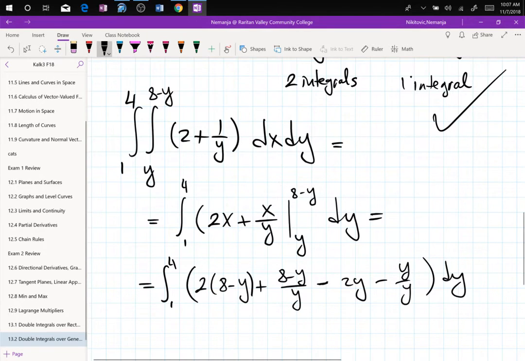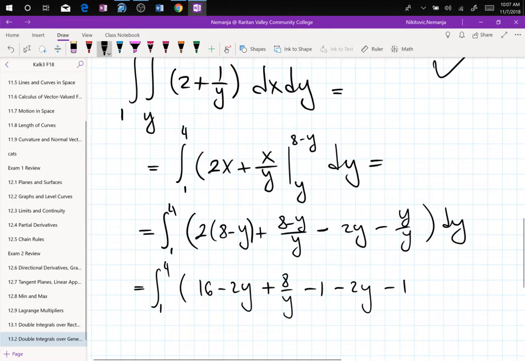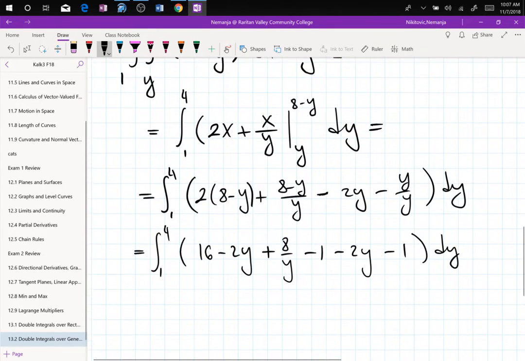So that's that part. Let's do the ton of algebra first. We have 16 minus 2y plus 8 over y minus 1, when I separate into 2 fractions, minus 2y minus 1 dy. Right, simplify one more time, 1 to 4. I have 16 minus 1, that's going to be 14, minus 2y, and then plus 8 over y, and then I have to integrate that.